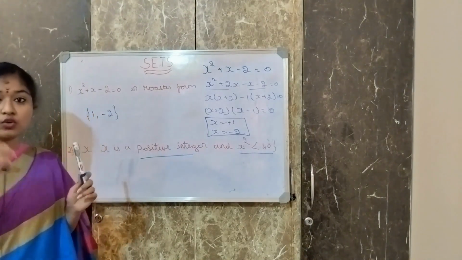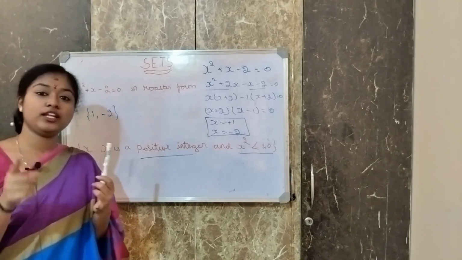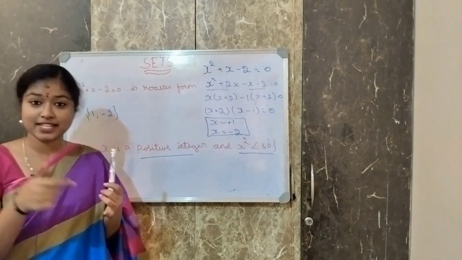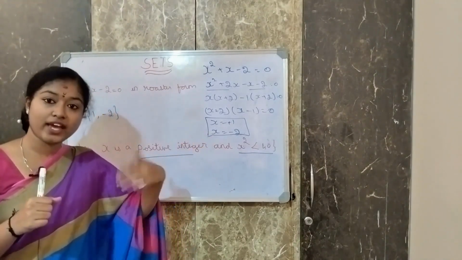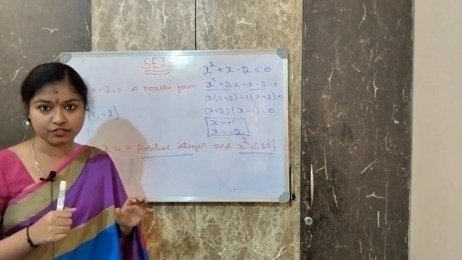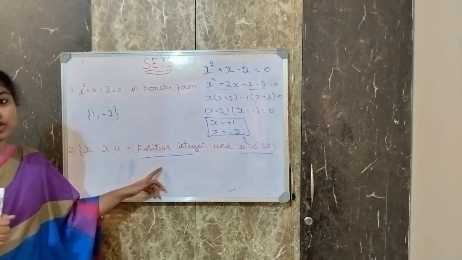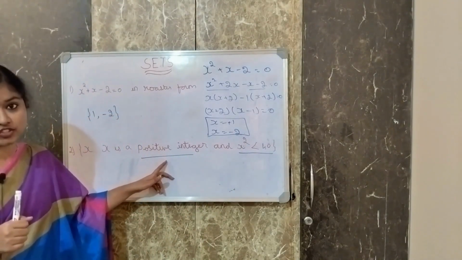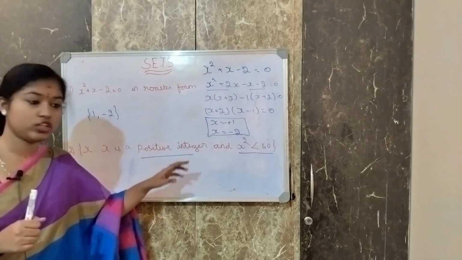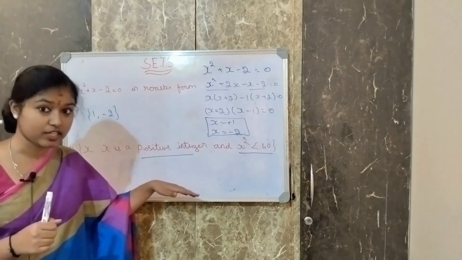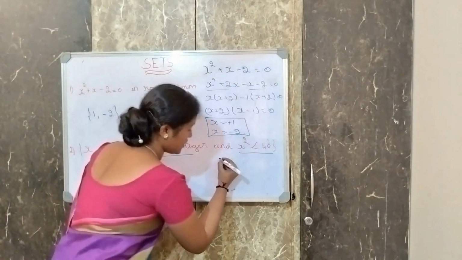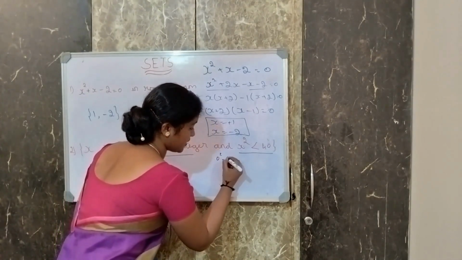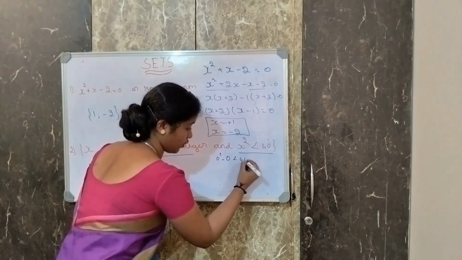Because as we know, integers consist of all positive numbers, negative numbers as well as 0, right? And if we square a negative number also, we get a positive number, but they have strictly mentioned only positive integers. So we have to note all those positive integers whose square is strictly less than 40. So what is 0 square? 0 square is nothing but 0, that is strictly less than 40.